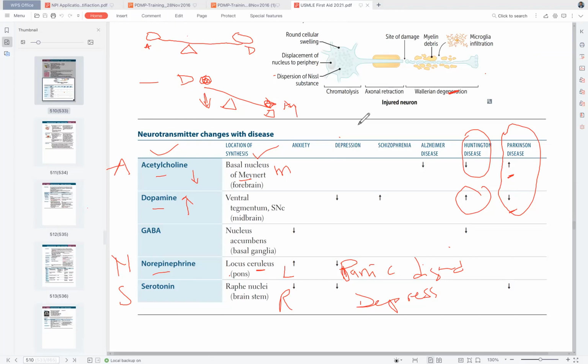So that solves that problem for us. This is a very high yield topic. Parkinson, go slow, then you park. In Huntington, you have to move fast to get your kill. And to move fast, we need high dopamine. To move slow, we need low dopamine. But don't forget that there should be a balance between acetylcholine and dopamine.